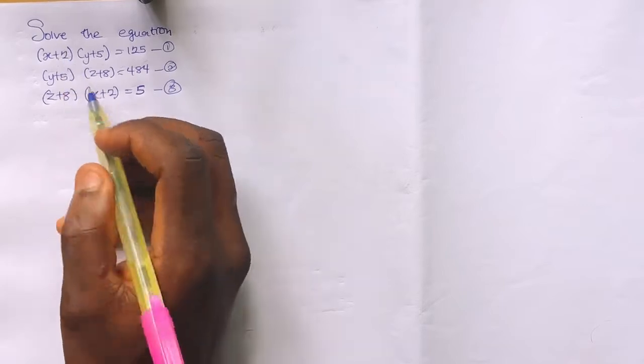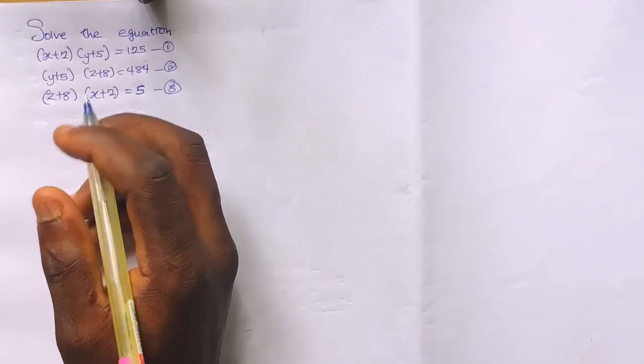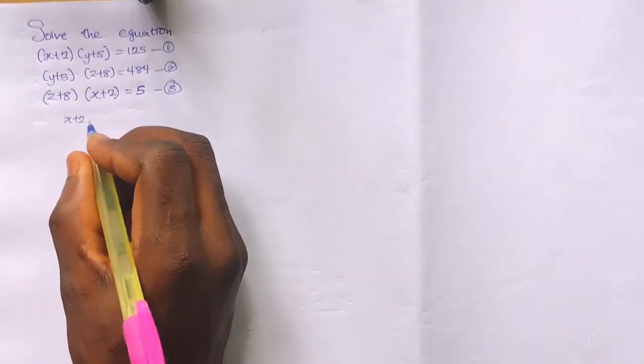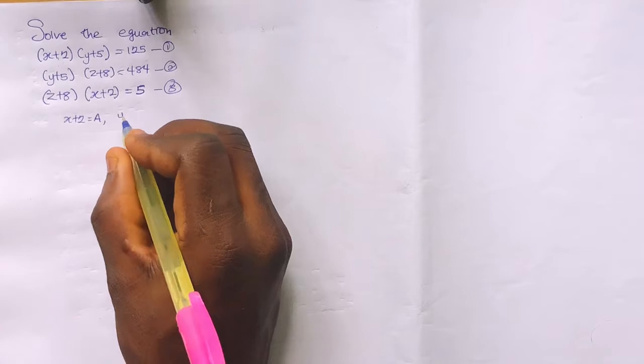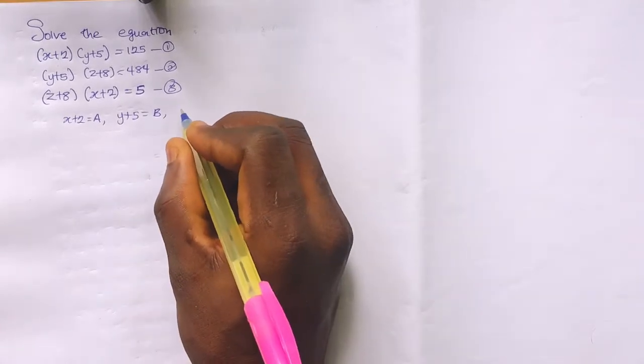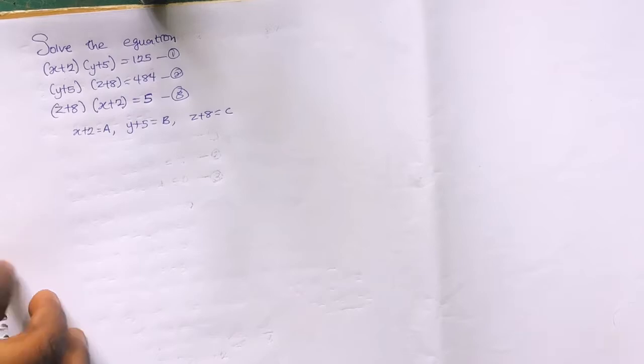Followed by, let's represent each of them with a letter. I will represent x + 2 as a, let y + 5 be equal to b, and z + 8 be equal to c. So in this case, what can I do here?